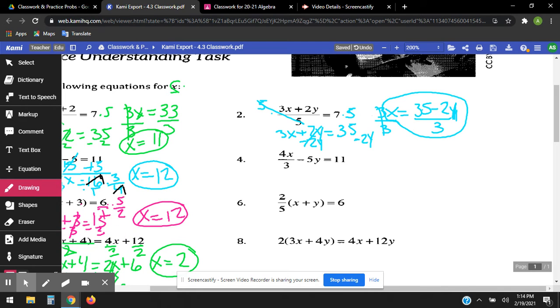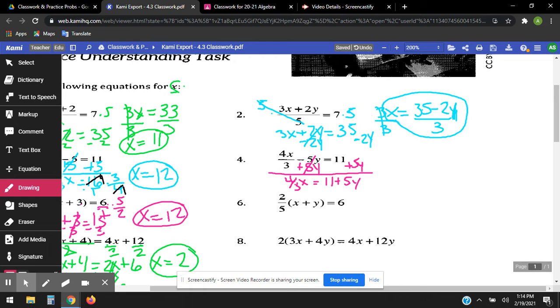All right, this one. First, I need to work my way towards the x. Farthest is a minus 5y. The opposite would be plus 5y. Again, I'm not putting it under the 11 because I can't add it to the 11. So 4/3 x equals 11 plus 5y. So from here, I have the two options.